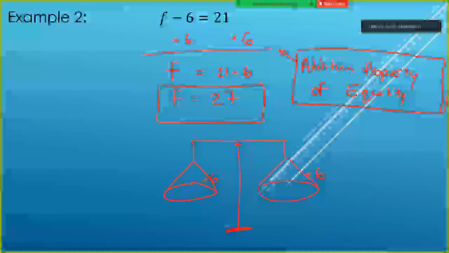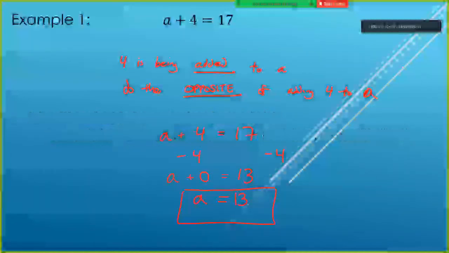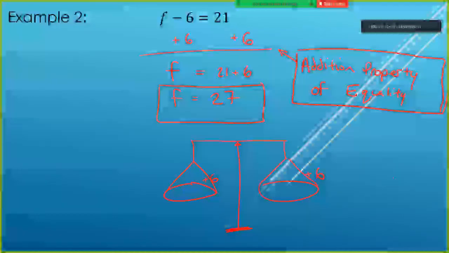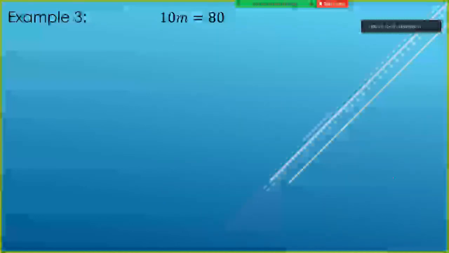So real quick, in the last example here, we used the subtraction property of equality. This is our example 1. Here we use subtraction property of equality. We subtracted 4 from both sides, and that still kept it true, and it allowed us to find a is 13. So whatever move we make, we're technically using that property of equality, either addition, subtraction, multiplication, or division.